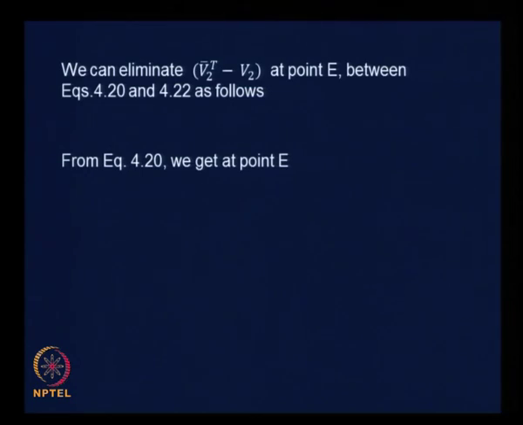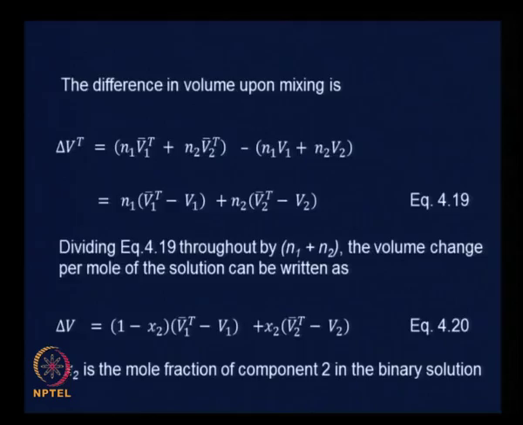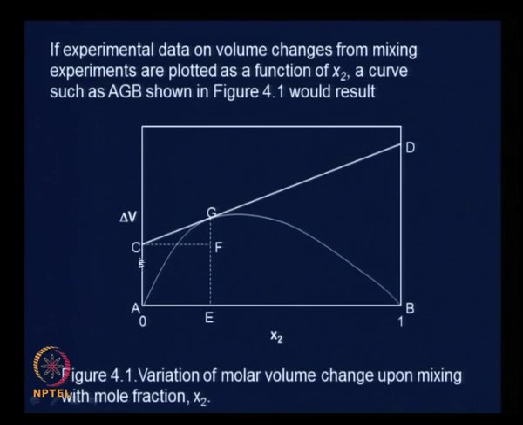Actually what you are finding out is V1 T hash minus V1, that is the intercept, not the V1 T hash itself. I should correct myself here: this distance AC is actually V1 T hash minus V1, and this distance is V2 T hash minus V2. Since we know the molar volumes of the pure components, V1 T hash can be computed from this distance and V2 T hash can be computed from this distance. Please make that correction.